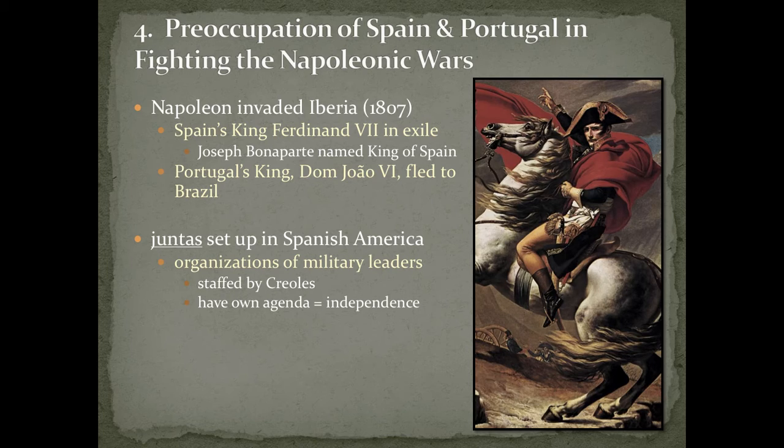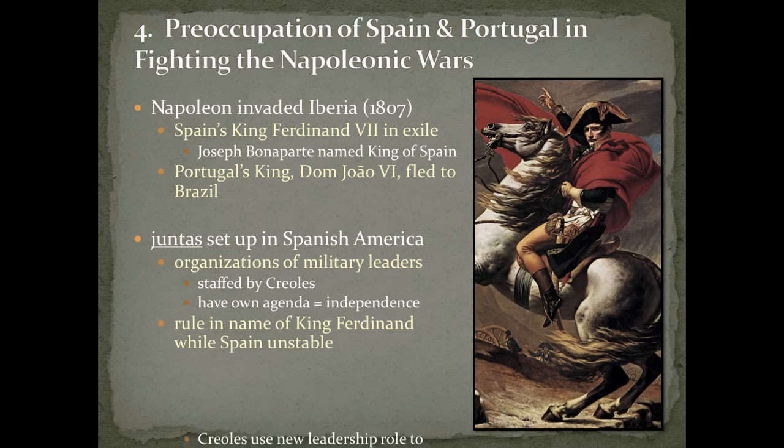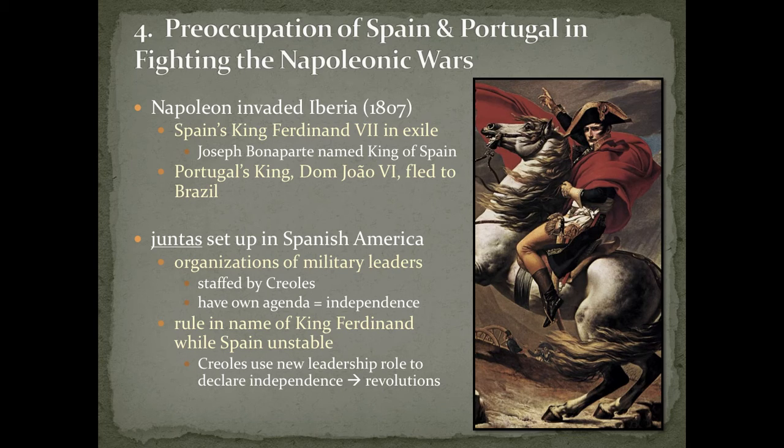Creoles seize power. They proclaim juntas, that they are in charge of these viceroyalties, and they claim to be representing Ferdinand VII, the true Spanish king. All right, but really this is a front for these Creoles pushing for their own independence. So Creoles are taking the charge in almost all of these Latin American examples for the Spanish Empire. Again, Creoles established these juntas. They claim they're ruling in the name of King Ferdinand while Spain is unstable. But that's their opportunity to declare independence.